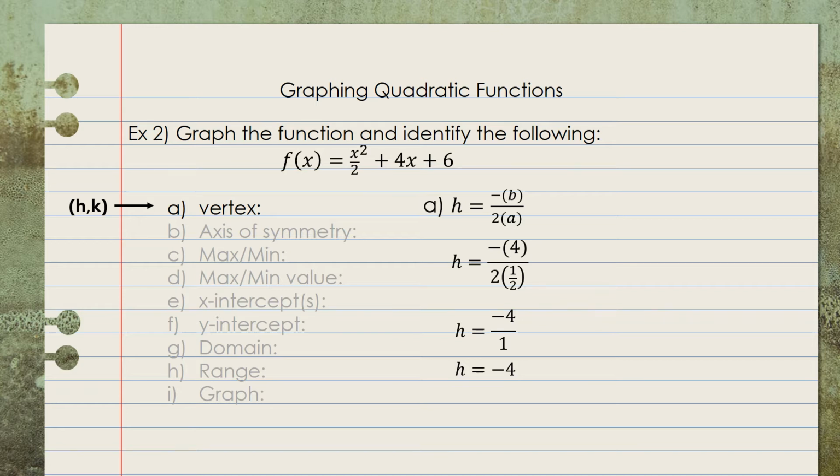So we have found the h value, but now we need to find the k value. To find the k value, we will plug in a negative 4 into the function, and now we follow GEMS.